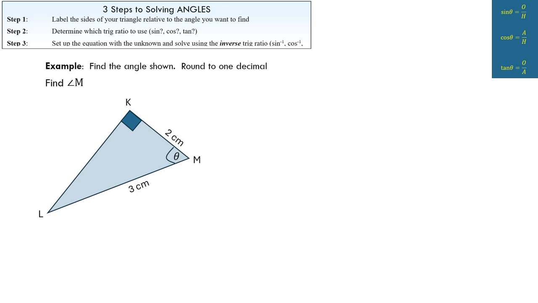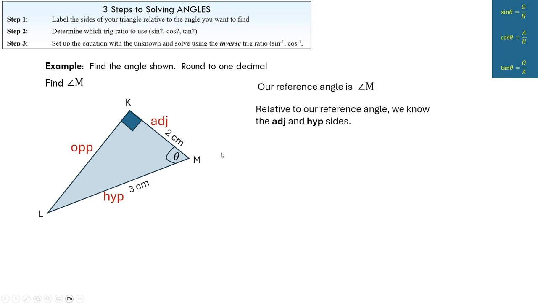In this example, we're asked to find angle M. So angle M becomes our reference angle. Relative to our reference angle, we know that the adjacent is 2 centimeters. The hypotenuse is 3 centimeters. We don't know what the opposite is.